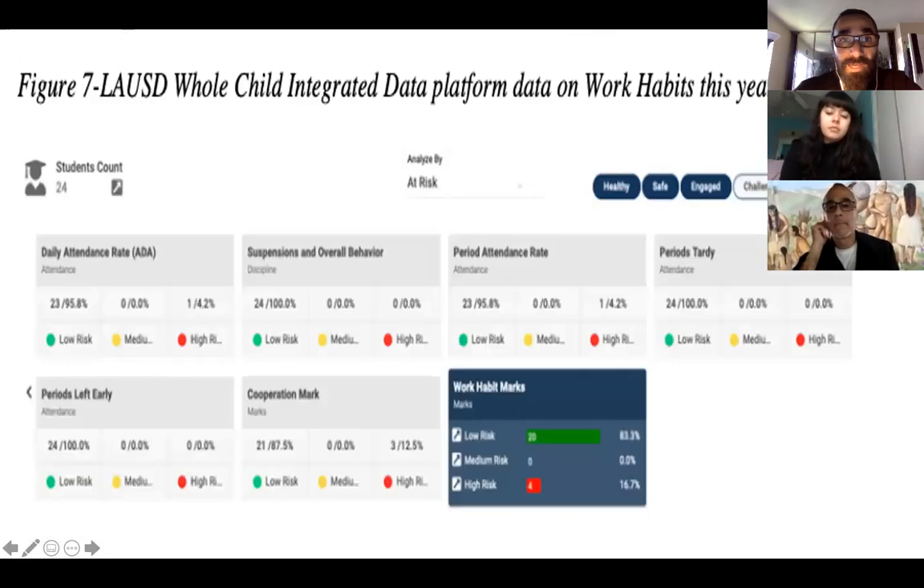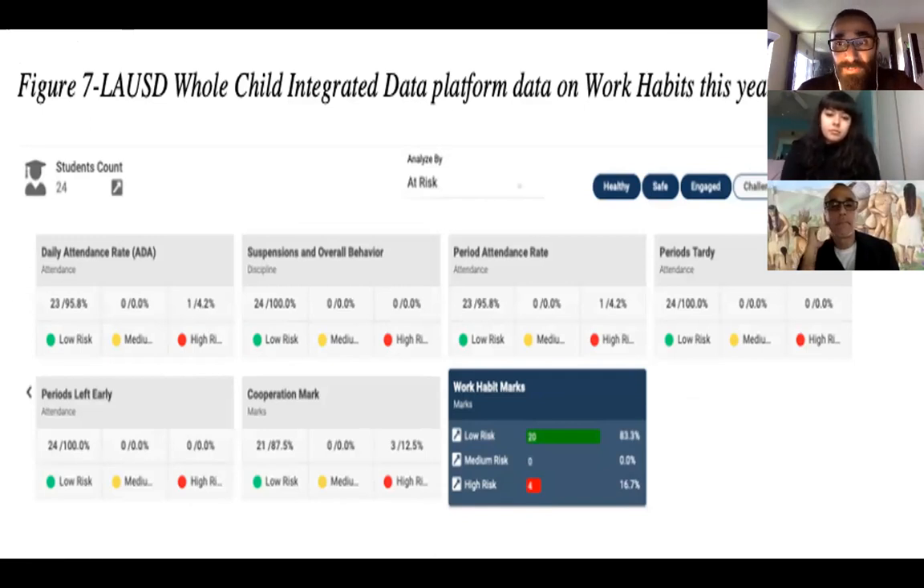But you'll also notice that I looked at whole child, and this is my classroom for this biology class. There's 24 students in that classroom. You can see that of the ones that are at risk, I only have 4 that are showing in my classroom as being at risk. And it just so happens that 3 of the 4 are actually my focus students.